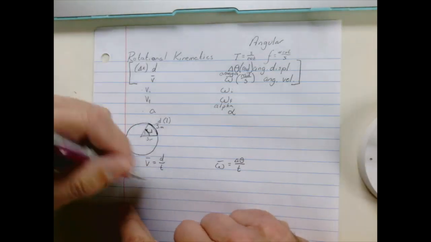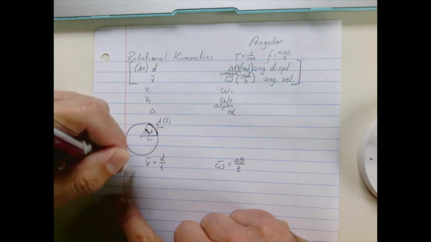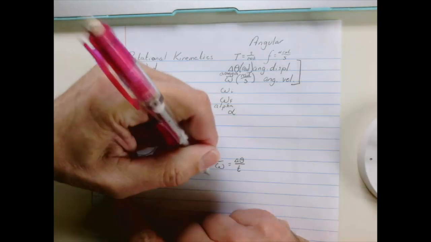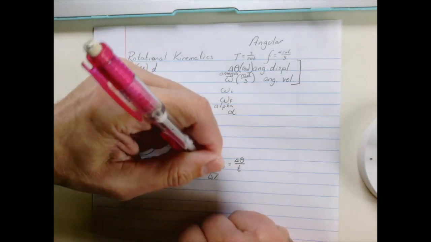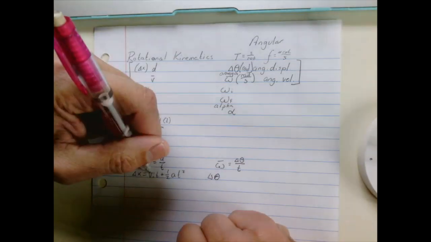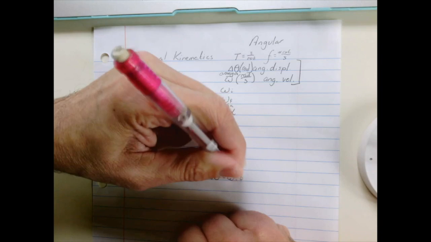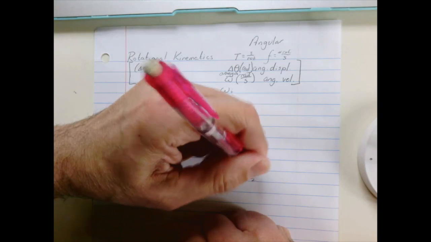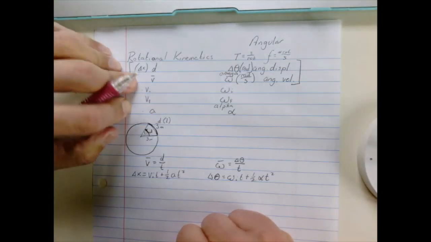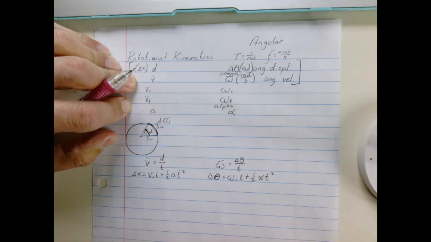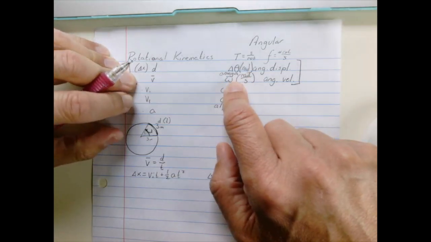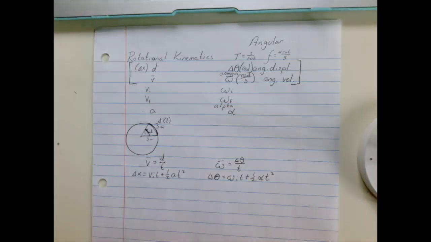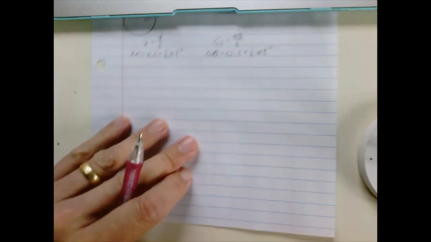So for example, don't focus on this, but if you had delta x equals v_i t plus 1/2 a t squared, it's no harder here. We can just do delta theta equals omega_i times t plus 1/2 alpha t squared. So we don't have to learn any real new equations. We just have to learn these new variables. Okay? So what I want to do now is take the first problem on page 2 in the packet, and I want to do that for you.